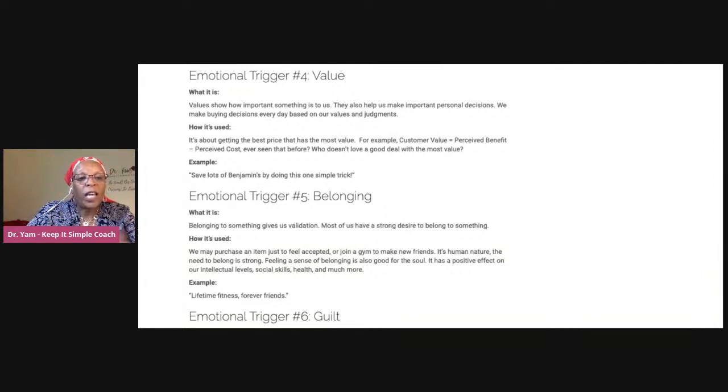So in this particular example: "Save lots of Benjamins by doing this one simple trick." Now, depending on who your audience is, that may or may not have resonated, because they would have had to know what you mean by save lots of Benjamins. So again, that language and who you're talking to is going to make a difference. Whether an 80-year-old woman or man who lives in rural America would have understood that term, they probably were not that ideal customer, would you say?